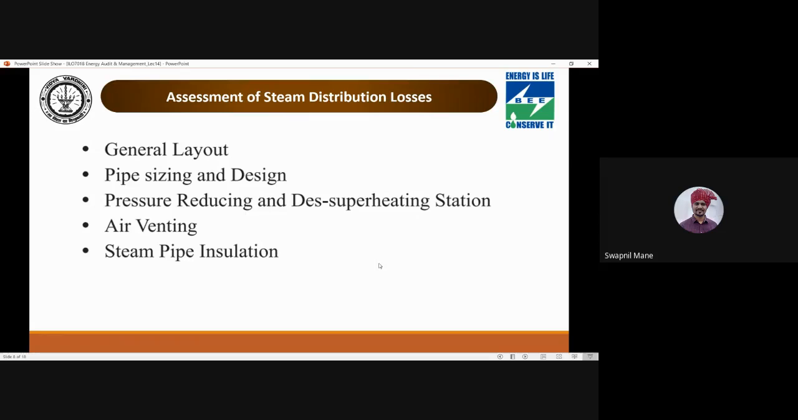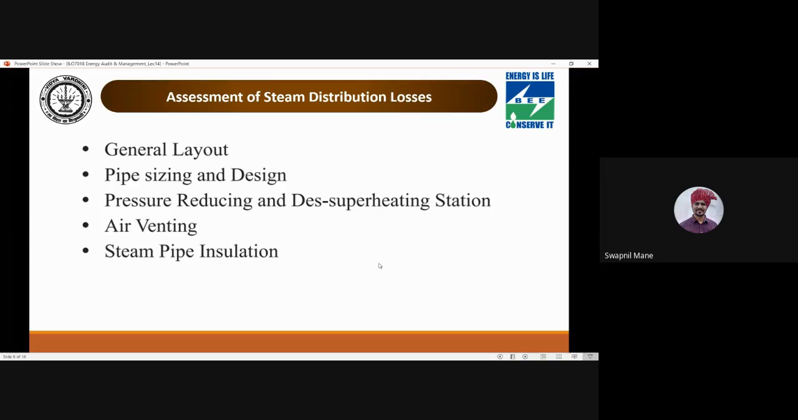Then air venting. What will happen if the air is not vented? The envelope that is holding the steam can burst. So if the pressure increases, the required amount of pressure can be maintained by providing air vents. Air vents are also statically designed so that whenever the pressure reaches that point, the air vent will be automatically on. So automatic air vents are operative in some of the industries.